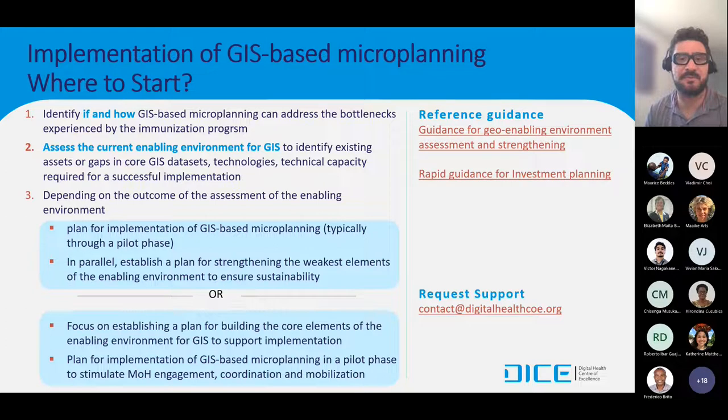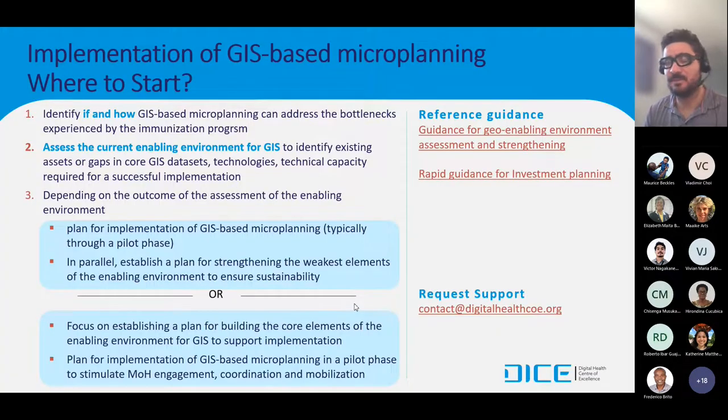There are existing resources for this process that are copied on the right here, and support is available through the ICE for the assessment. And then, depending on the outcome of the assessments, either plan for implementation of GIS-based microplanning, typically through a pilot phase, and in parallel, ensure that the enabling environment is strengthened, the weakest elements are strengthened to ensure sustainability. Or in a case where there might be gaps in the enabling environment, the suggestion is to focus on establishing a plan to build the core elements of the enabling environment, and then plan for implementation of a pilot phase to stimulate Ministry of Health engagement, coordination and mobilization.